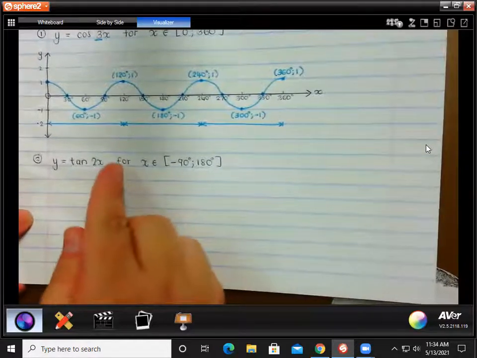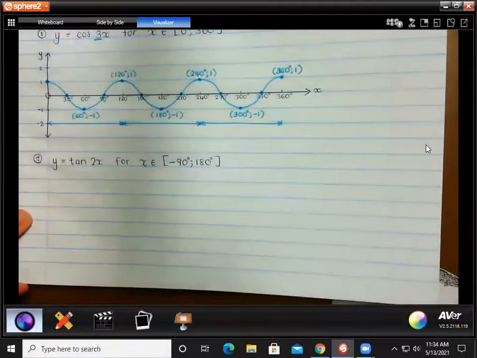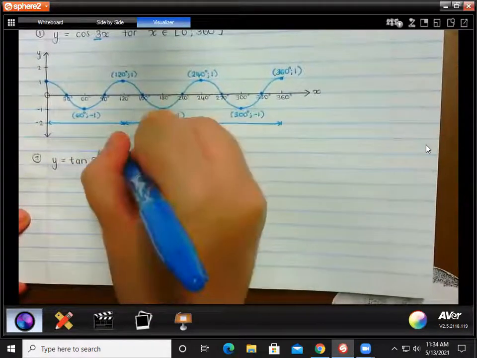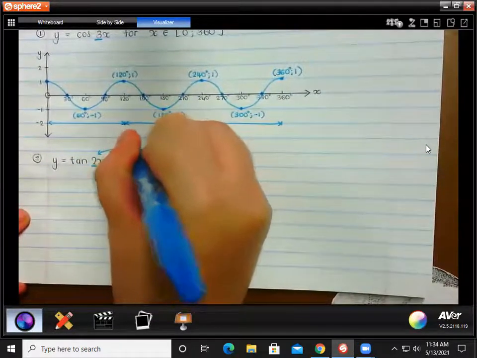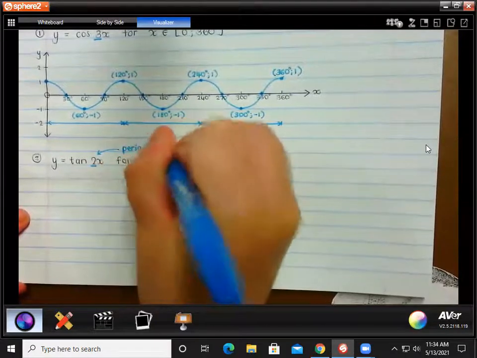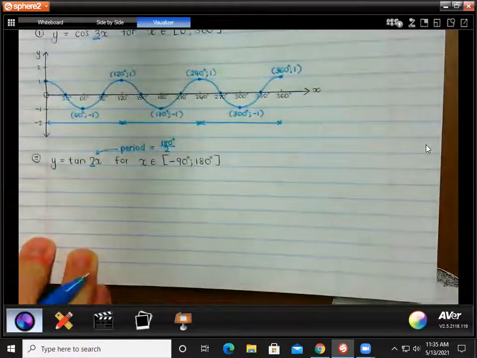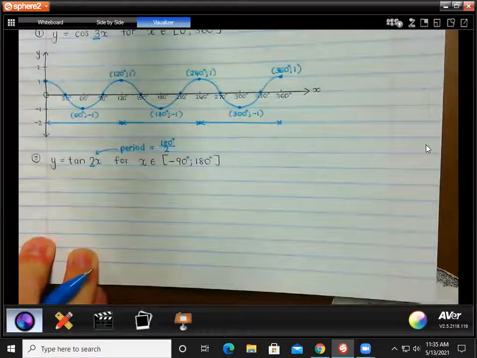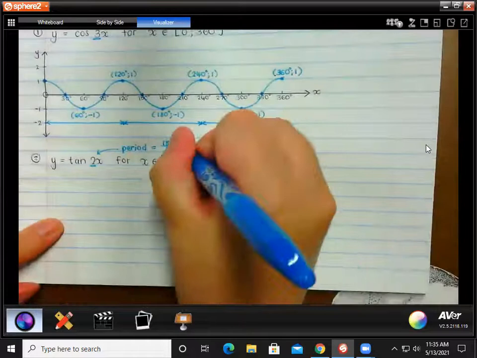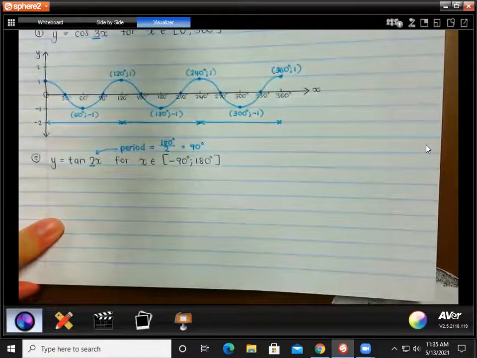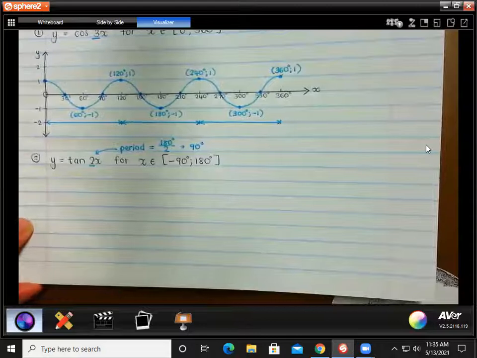This graph also isn't shifting up or down, but we do have a K value. So the period is going to change. We know that the period of a tan graph usually is 180 degrees. We now need to divide that by 2, which is our K value. So the period is going to be 90 degrees. All right, so it's going to take 90 degrees for one full tan curve to happen.